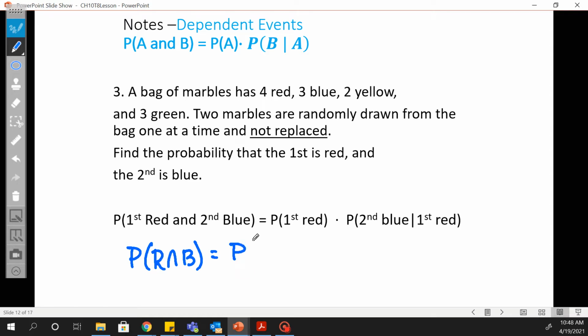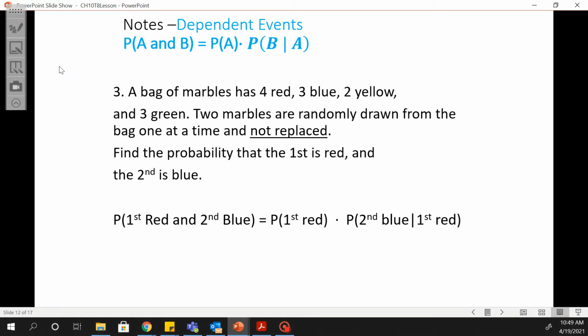Sorry, I should write that as we have it here. The probability of the first one being red and the second one blue is equal to the probability of the first one being red times the probability of the second blue given that the first one is red.